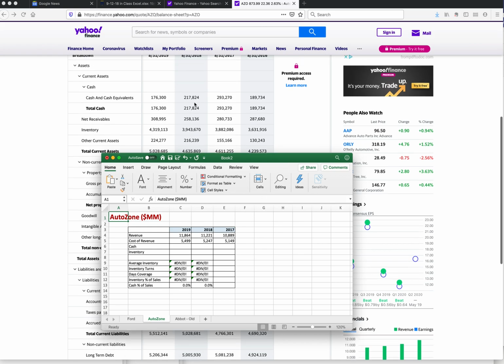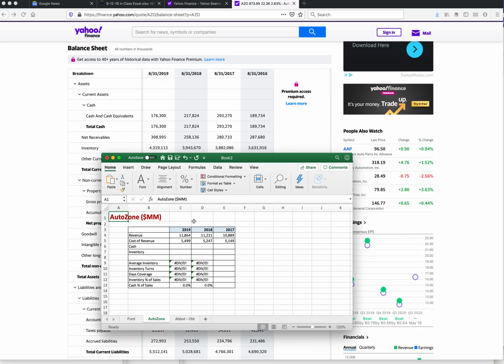Okay, so cash. 176,300. We have a lot of cash. More than their cost of goods. 217. One way to run a company is to have a large cash position. They have a lot of cash. 293.